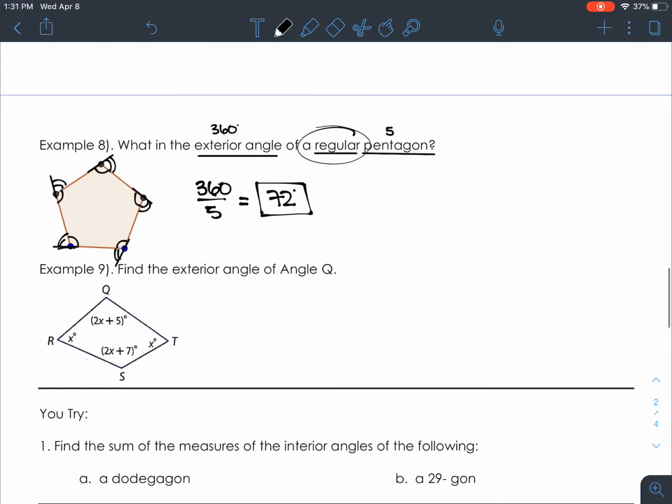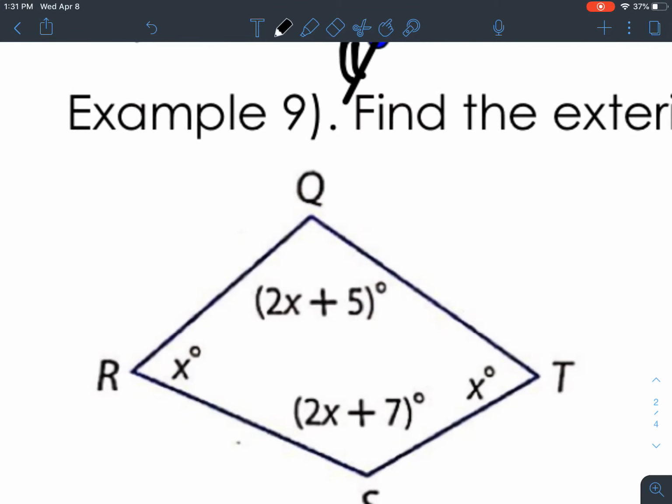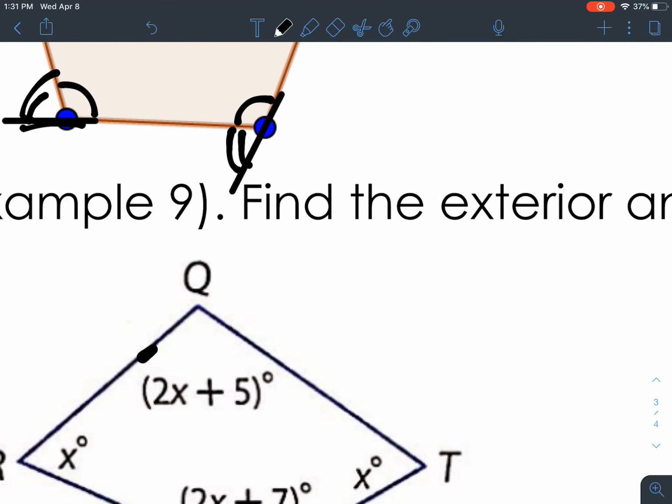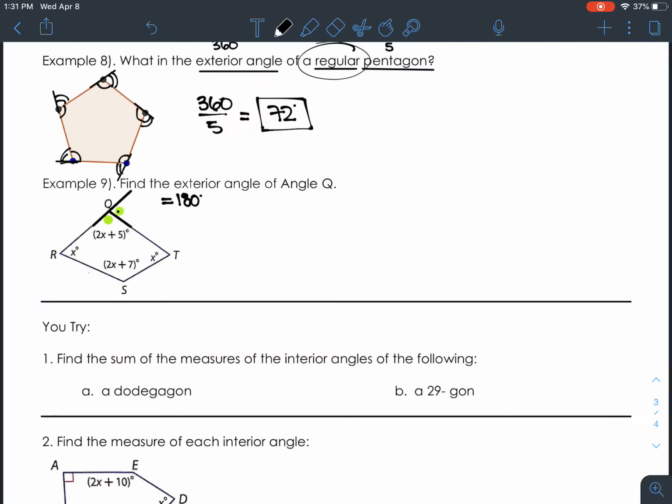Now, example 9 says find the exterior angle of angle Q. So what I'm going to do is extend that out. So this is what I'm trying to find here. Let's talk real quick about the relationship between this exterior angle and its adjacent interior angle. What's going on between those two? Well, if you take a look, they're a linear pair, which means that they have to add up to 180 degrees. They're supplementary.